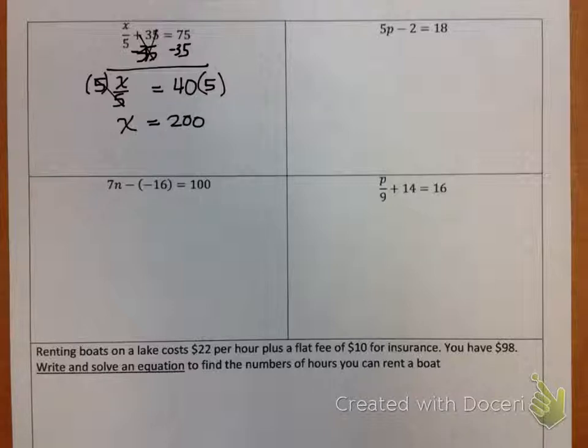Now I can go back and plug that in. Is 200 divided by 5 plus 35 equal to 75? And when you figure that all out, you should see that your answer is yes.